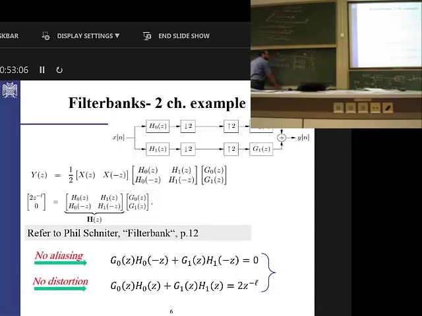But let's see what happens. For example, if you choose this structure, this structure gives you the linear phase, linear phase FIR filters. If you choose this one, it's not a linear phase you get, but they are orthogonal. So you find the orthogonality condition is already held, but you will not get a linear phase.